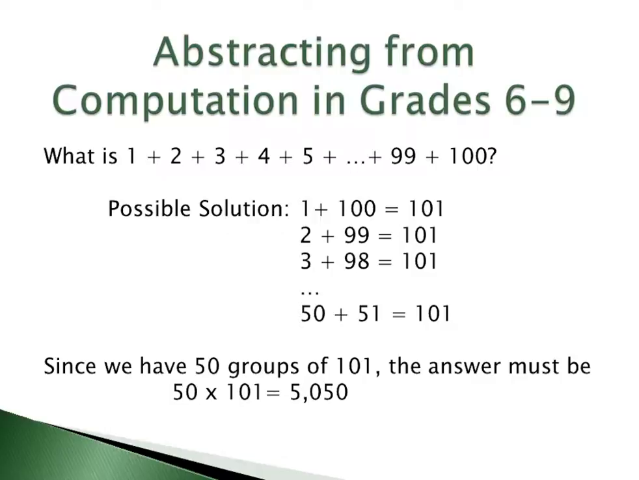Here's another task that provides students with opportunities to use the abstracting from computation habit of mind. What is the sum of the first 100 positive integers? That is, what is 1 plus 2 plus 3 plus 4 plus 5 plus so on through 100? One possible solution is that by pairing integers with sums of 101, like 1 and 100, 2 and 99, and so on, we can find that the original expression is equal to 50 groups of 101. Thus, the answer can be found by multiplying 50 and 101. The final answer is 5050.